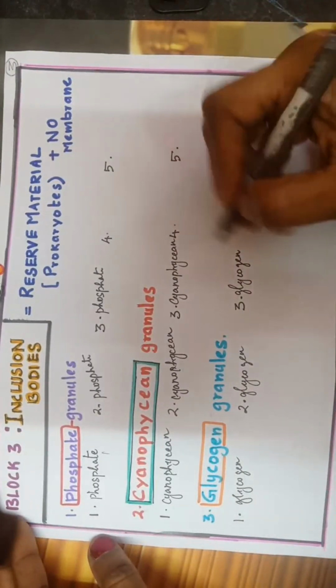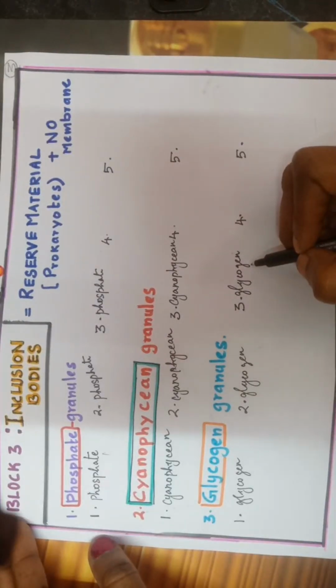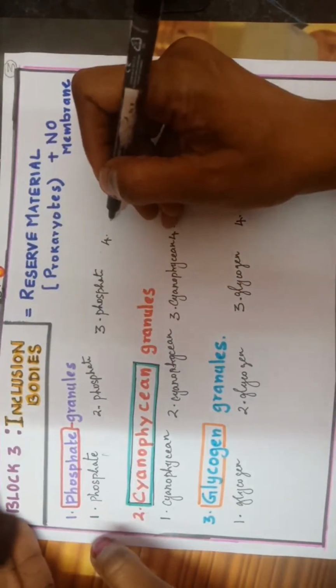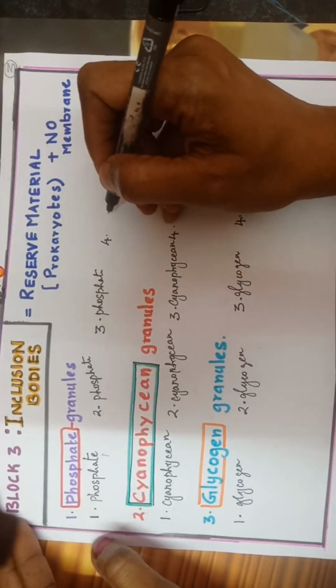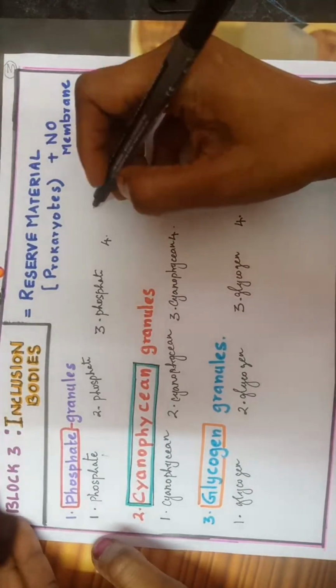Now you have a question. What are the two hormones involved in maintenance of blood glucose level? Name the two hormones which are involved in the maintenance of blood glucose level or blood sugar level. Leave the answer in the comment section.